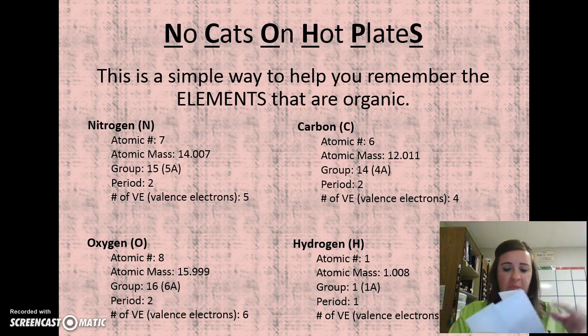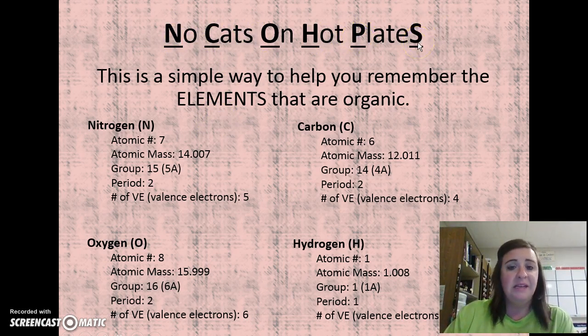Now while you're doing that, I want to point out that in our phrase, "no cats on hot plates," each one of those bolded letters, the first capital letter of each word, and then the very last S, represents one of the elements that is considered organic. So our "no," we have N, and that stands for nitrogen. The C stands for carbon. The O stands for oxygen. The H is for hydrogen. The P is for phosphorus, and the S is for sulfur.